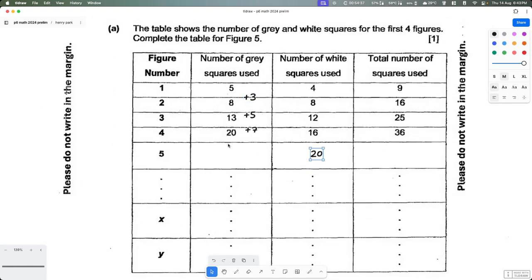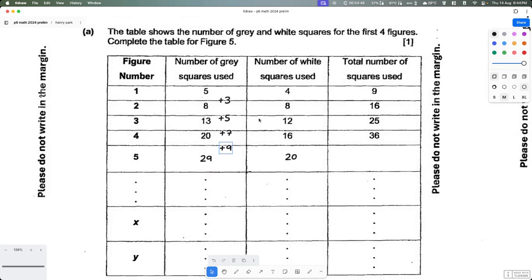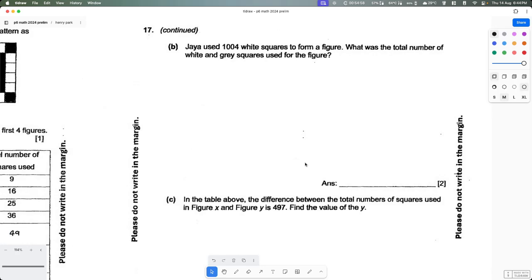What do you think the next one will be for this? So instead of plus 7, this will be plus 9. So 20 will be 29. Okay, that's what you see over here. All right, so the total is just add together. This will be 49, like this. All right. Okay, so now let's move on to part B.